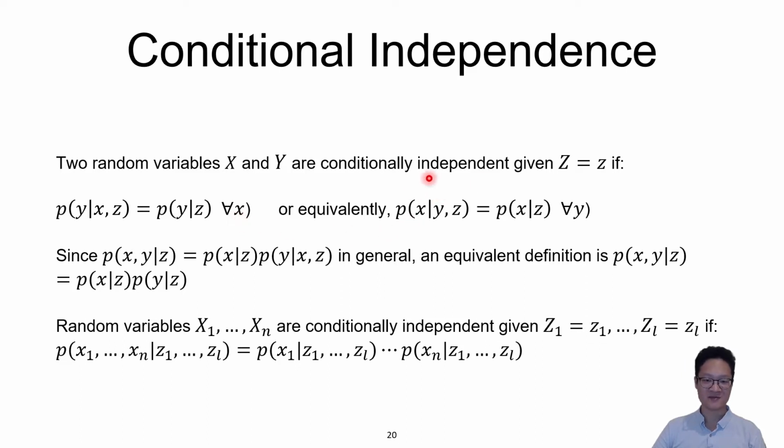Okay, or we can swap x and y just like before. But now every term is given z. And then for the other equivalent definition, we have P of xy given z would be equal to P of x given z, P of y given z. Again, same as before, but everything is given z. And down here, again, same as before, but everything is given z1, z2, all the way to zl.